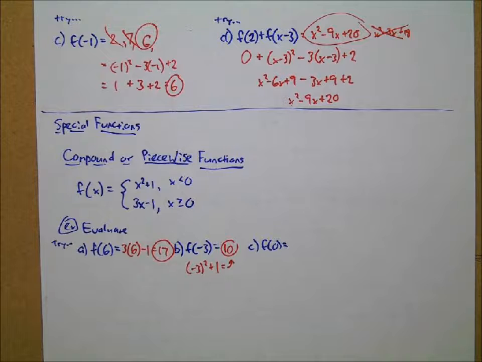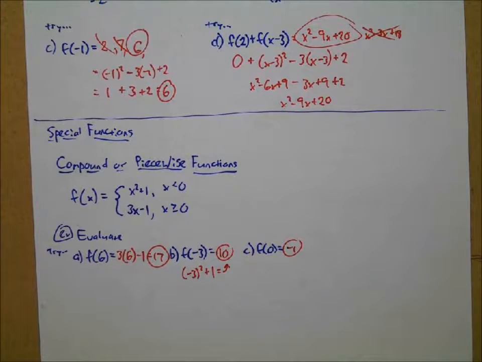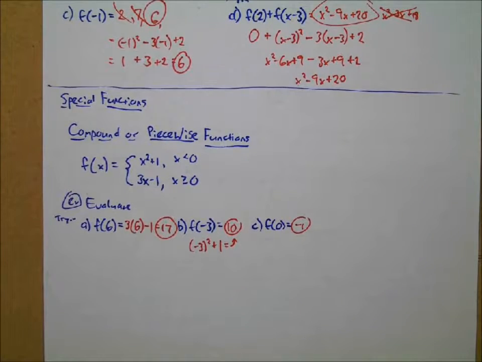All right, so let's go to Chrissy for letter C, f of 0. What'd you get? Negative 1. Again, and that should go into which piece? The bottom piece. Good. That's what you should do, because it's exactly 0, so it goes in that bottom piece. All right, easy peasy. Next.